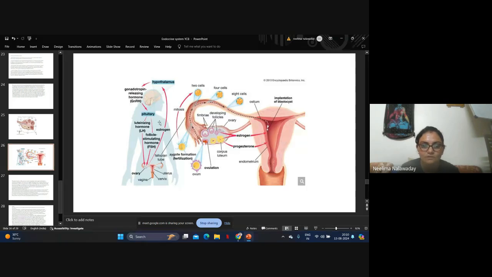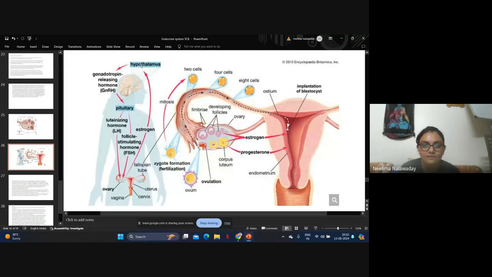That's how it works. The hypothalamus secretes gonadotropin releasing hormone, GnRH, and sends it to the pituitary gland. The pituitary then starts secreting luteinizing hormone and follicle stimulating hormone. Then it sends these hormones to the target gland, that is the ovary. Then in the ovary, estrogen and progesterone secretion starts happening, and then menstrual cycle, menstrual bleeding.